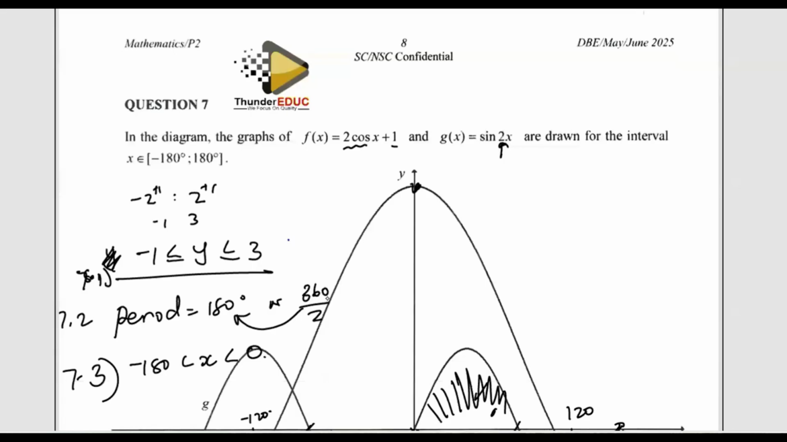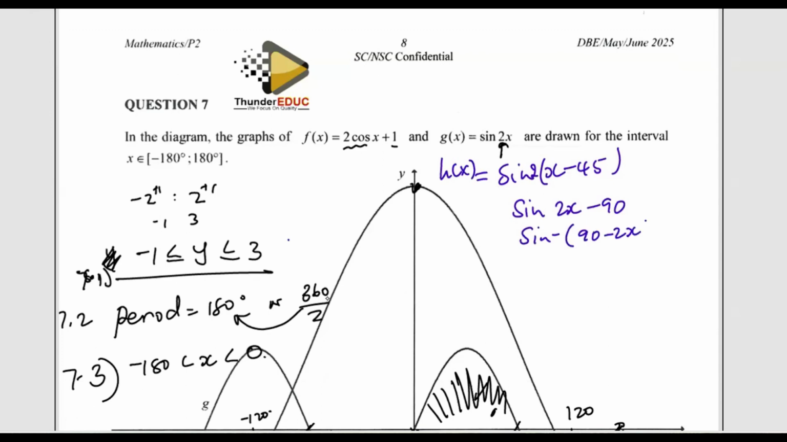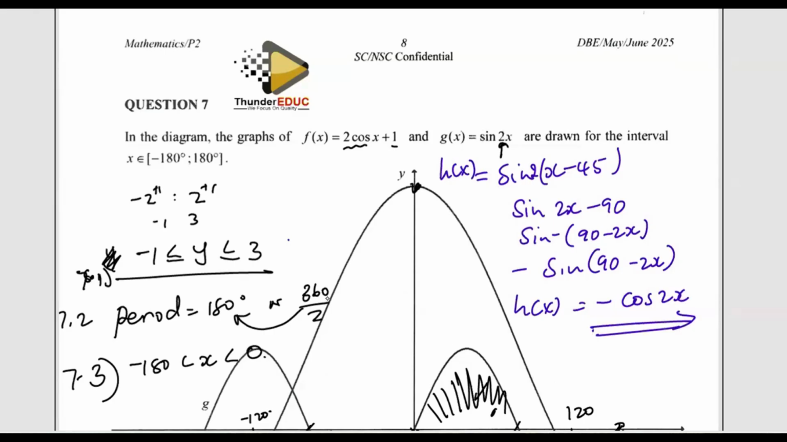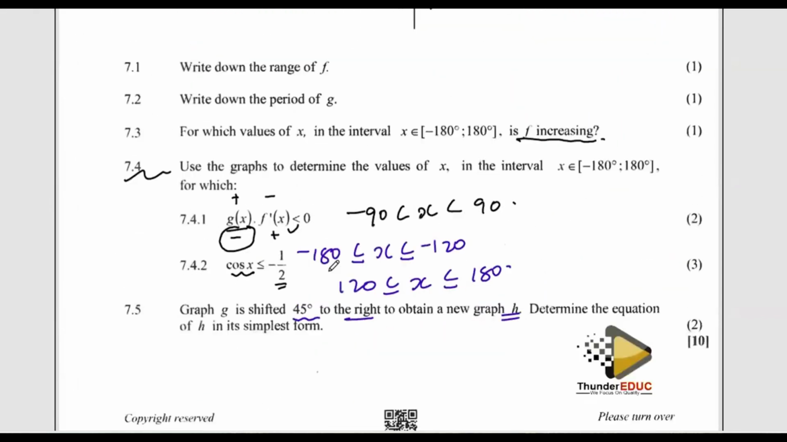So it's going to be the sine of 2 into x minus 45. Simplify that, we're going to have the sine of 2x minus 90. When you take out the negative, it's going to be 90 minus 2x. Then it's going to be negative sine of 90 minus 2x. This is a complementary angle, meaning that our h of x should be negative cos of 2x. And this is what the question wanted for that part.